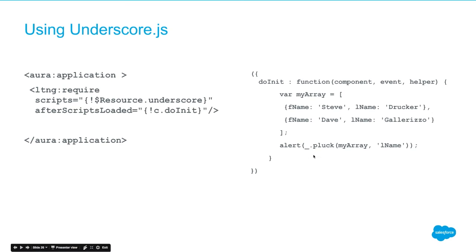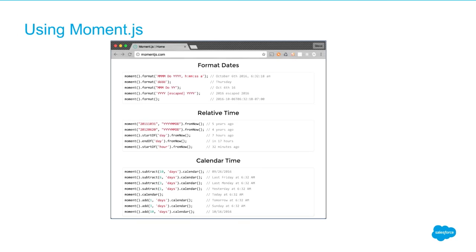So here you can see that I'm using underscore.pluck to pluck out the values for the LNAME field from this array, which is a very simple example. Typically this would be dynamic data coming back from the platform. And you've got Moment.js, and you can see it's very rich for doing date-time formatting.